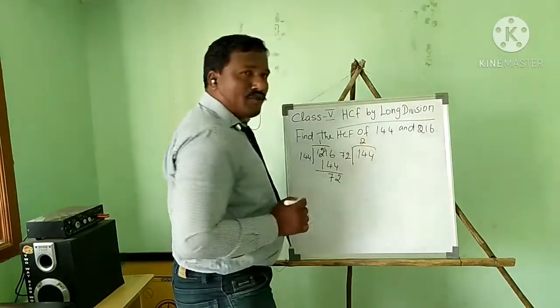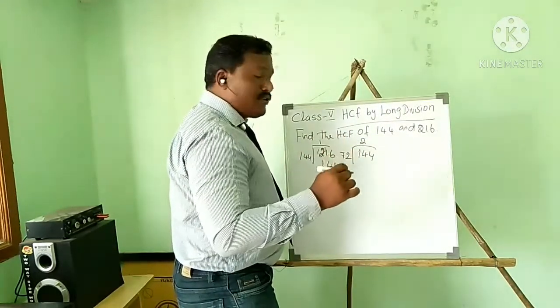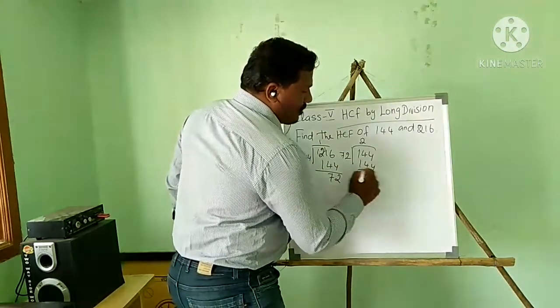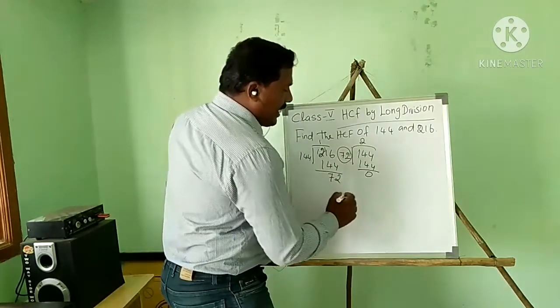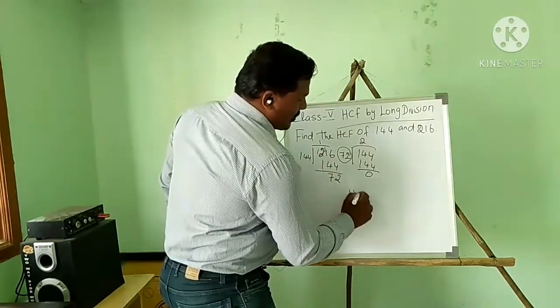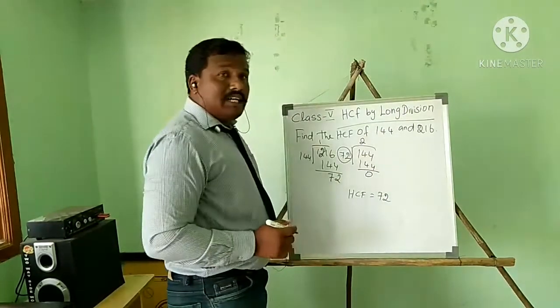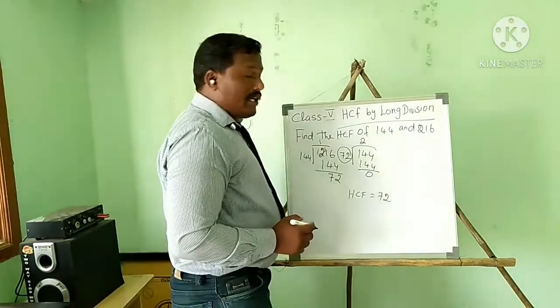So 72 into 2 is equal to 144. Now the remainder is 0. So 72 is the highest common factor. 72 is the highest common factor by using the long division method.